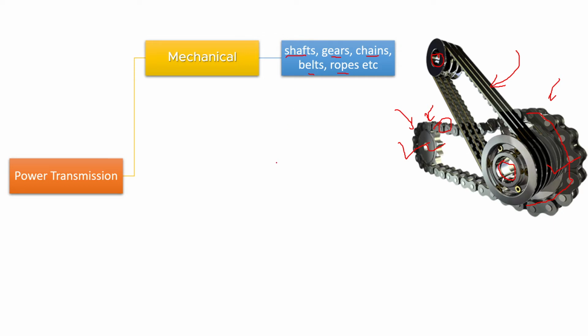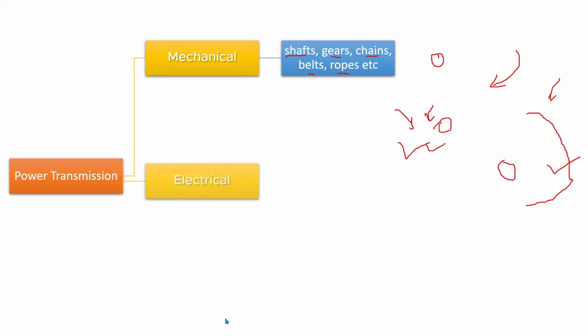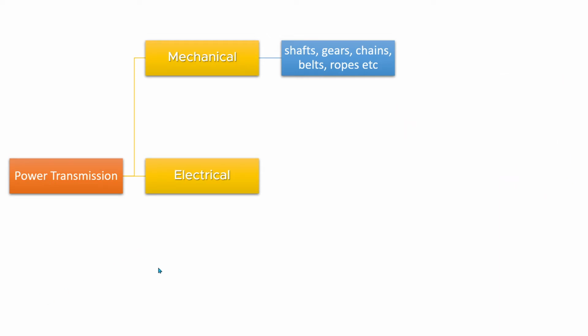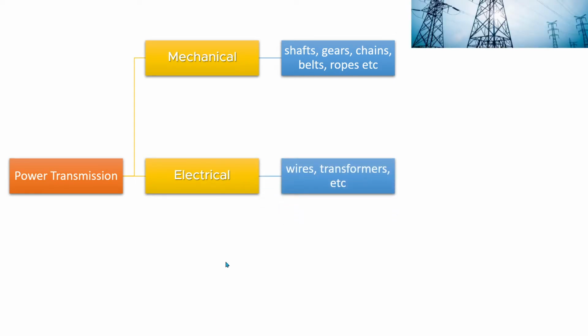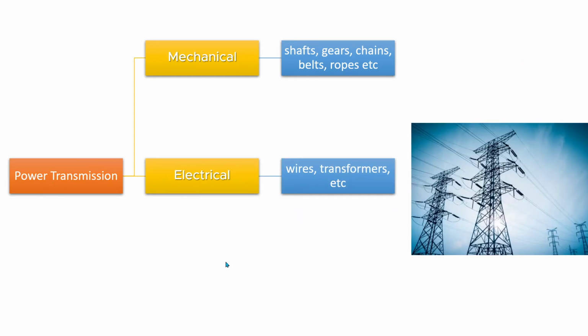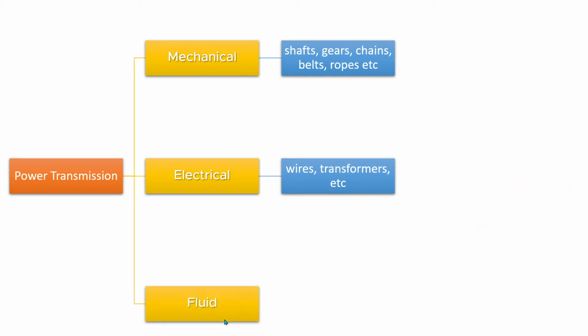Now the second way to transmit the power is the electrical way. Now in the electrical way we have seen most of the time the various kinds of cabling that is going through the transformers and the various kinds of lines that are going through. So this kind of things are basically used to transmit the electrical powers. And the third option actually in which we are interested in is the fluid.